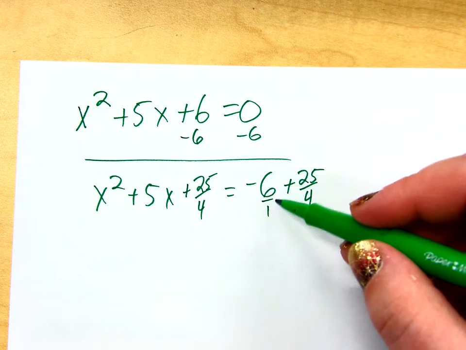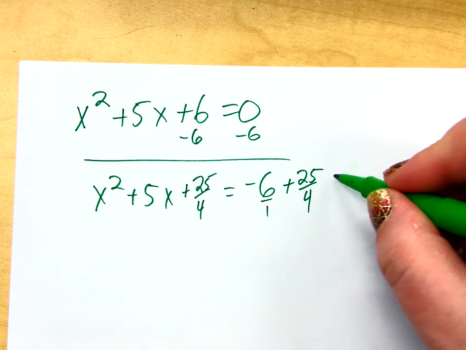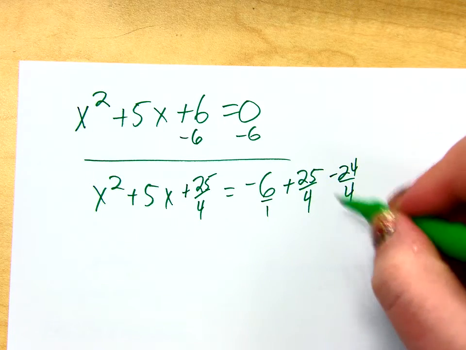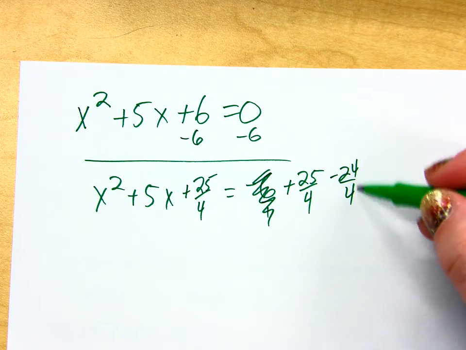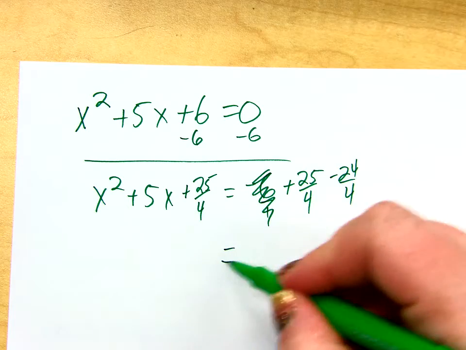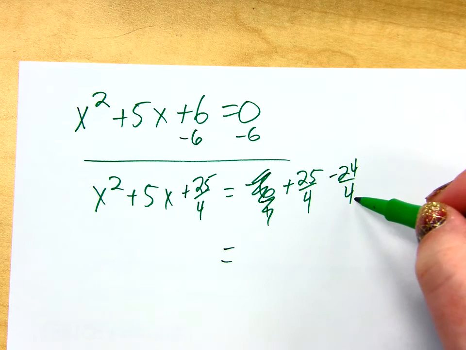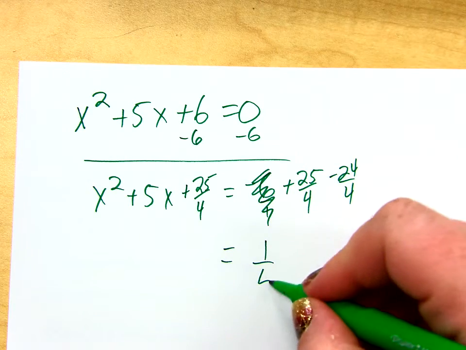If I multiplied by 4 over 4, negative 6 times 4 is negative 24 over 4. So, negative 24 over 4, same thing as negative 6 over 1, right? If I actually did that out, I get negative 6. Yep, okay, everything's good. So 25 fourths minus 24 fourths leaves me with 1/4.